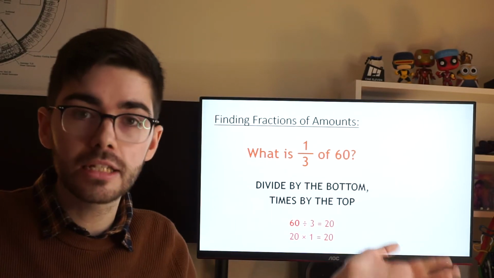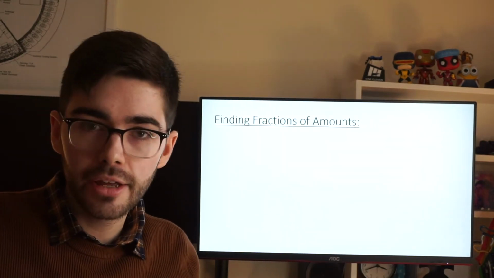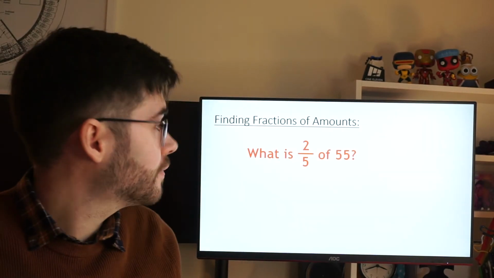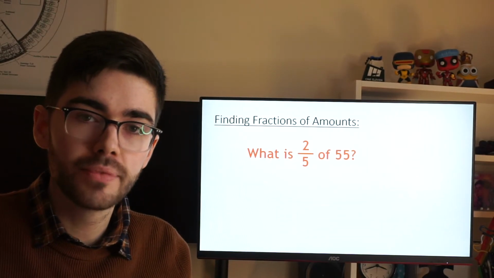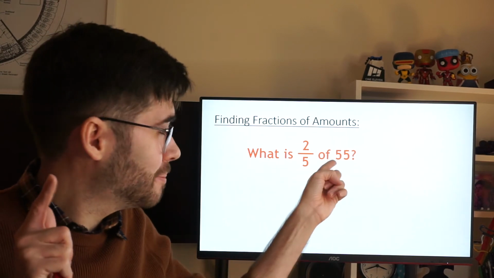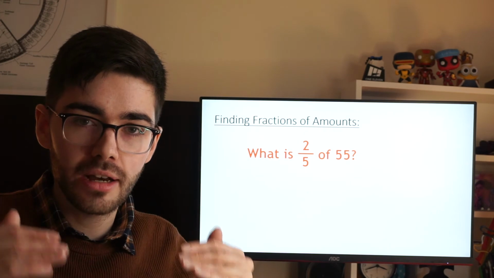Okay, so a third of 60 is 20. Let's look at another example for finding fractions of amounts. In this next question, we're asked to find 2/5 of 55. Have a think about what we need to do and I will tell you. We need to take this number, divide by the bottom, and then times by the top.